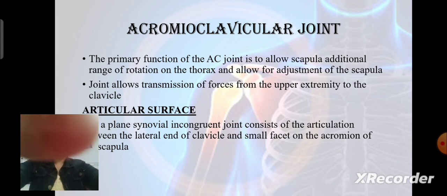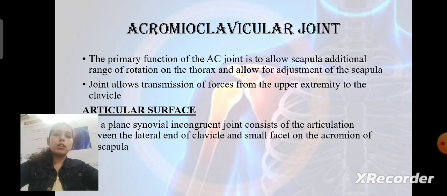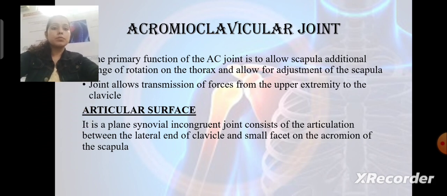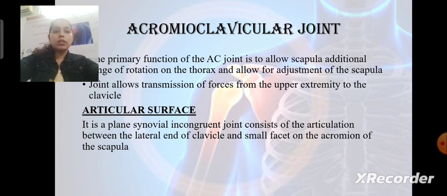Now, the articular surface of the acromioclavicular joint. First, the type of joint: it is a plane synovial joint, and the articulating surfaces include the lateral end of the clavicle and a small facet on the acromion of the scapula.